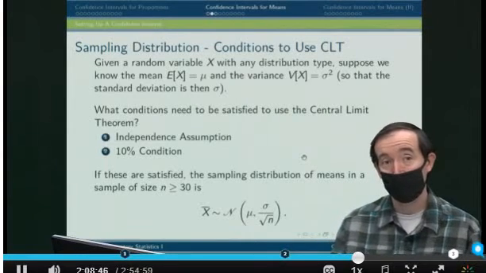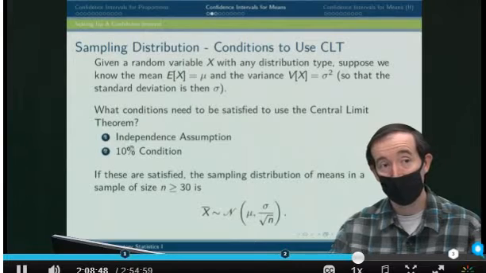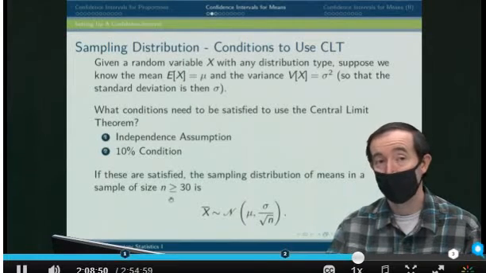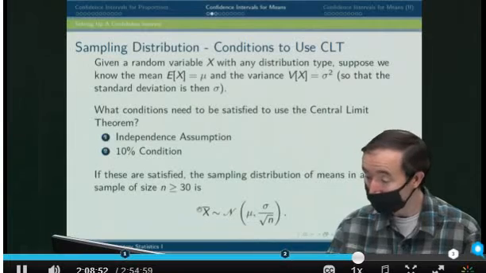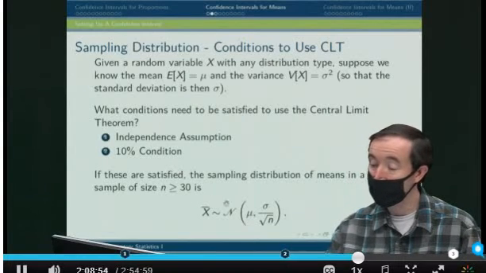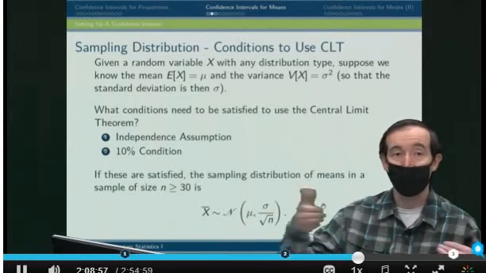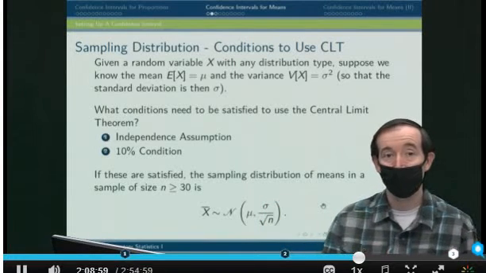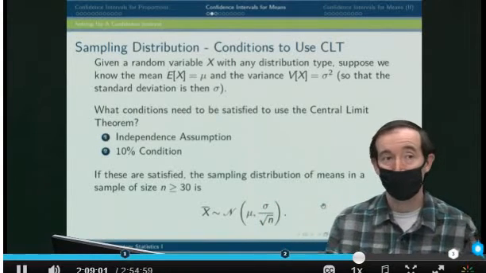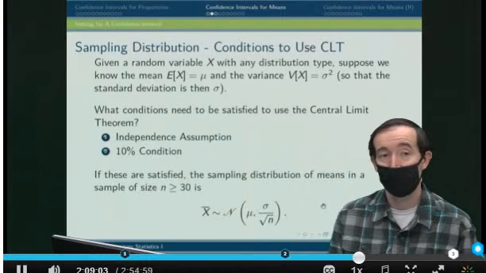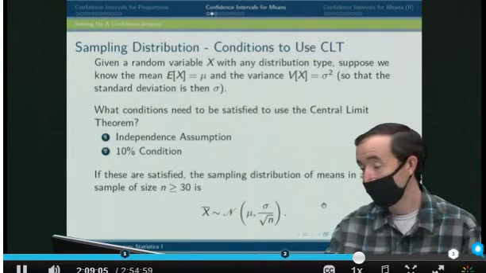If I have the central limit theorem applying, which requires these two conditions as well as this sufficiently large condition, then I can use this distribution and figure out how many standard deviations above or below I need to go to collect the middle whatever percent confidence that I want among those sample means.